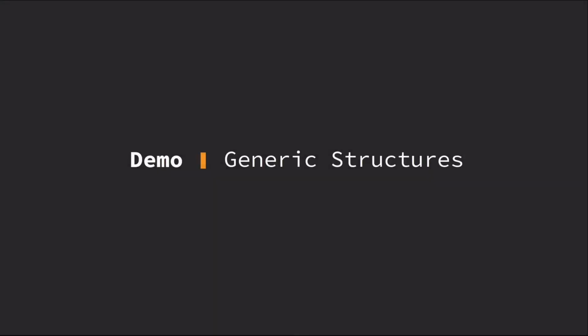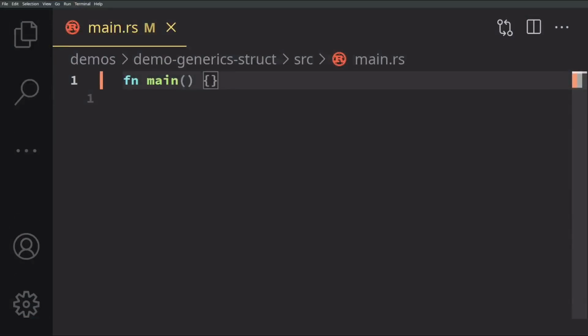In this video, I'll be showing how to create and utilize a generic structure. The structure I'm going to be creating will represent a conveyor belt, and essentially it's just a wrapper around a vector, but we only want certain items to exist on the conveyor belt, so we're going to use a trait in order to do that.